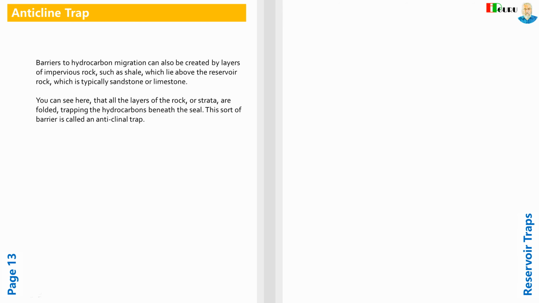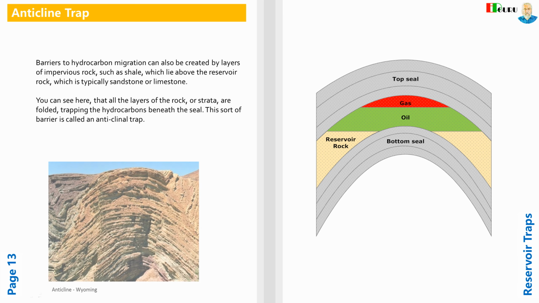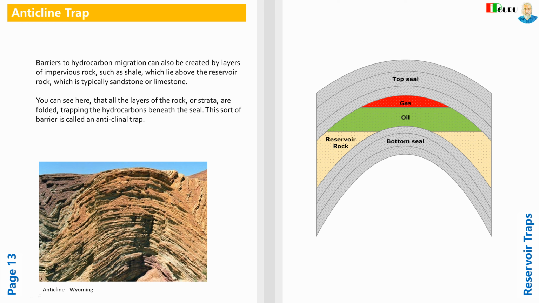Barriers to hydrocarbon migration can also be created by layers of impervious rock, such as shale, which lie above the reservoir rock, which is typically sandstone or limestone. You can see here that all the layers of the rock, or strata, are folded, trapping the hydrocarbons beneath the seal. This sort of barrier is called an anticlinal trap.